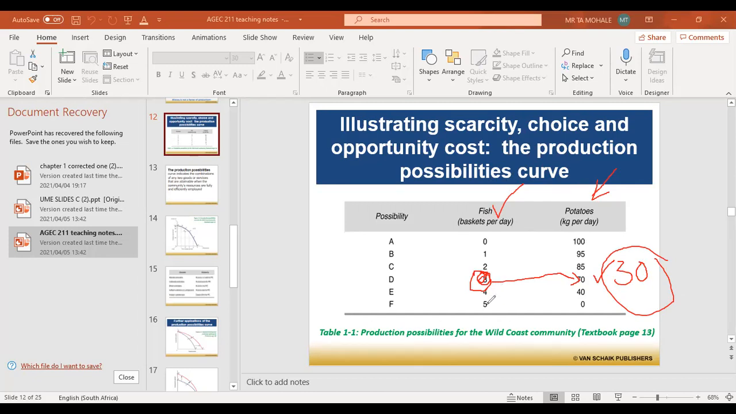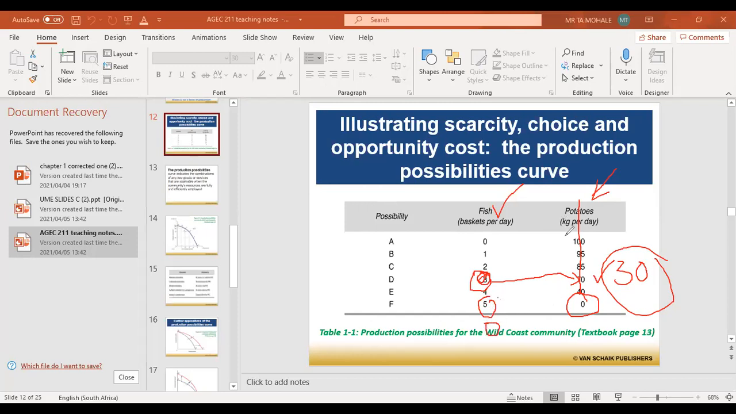Another example, what is the opportunity cost of producing 0 kgs of potatoes per day? You go to the column of potatoes and then you go to where there is 0. If they say the opportunity cost of producing 0 kgs of potatoes, you go to the row of 0 kgs of potatoes and then you calculate an opportunity cost in terms of fish. So 0 is in line with 5 baskets of fish per day. So you calculate for basket. So it will be 5 minus 5, which is 0.